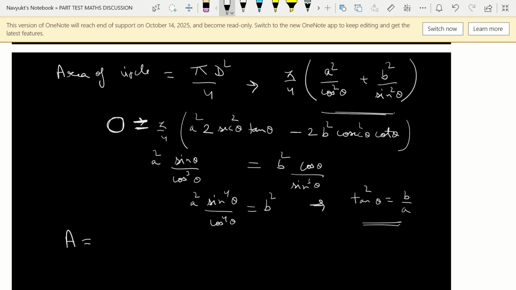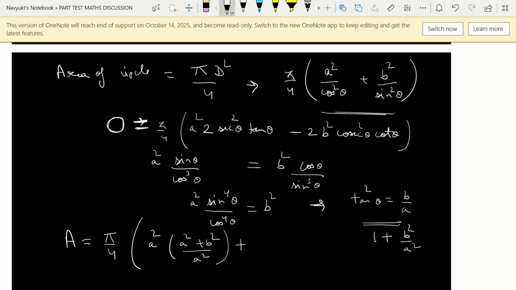The area is how much? Pi by 4 times a square into secant square theta. How much will secant square be if tan square is b by a? It will simply be 1 plus tan square, right? Because we know secant square is 1 plus tan square. So 1 plus b by a, which is a plus b by a. Right? Okay.